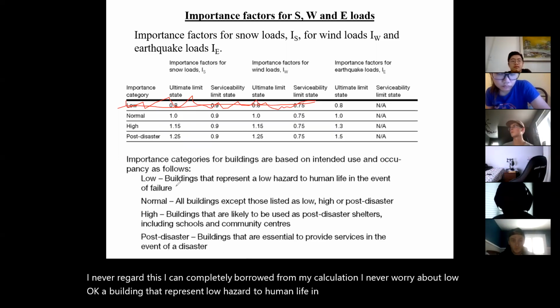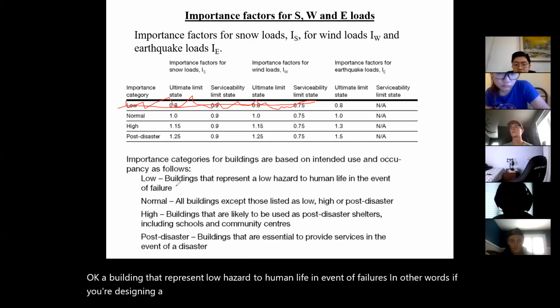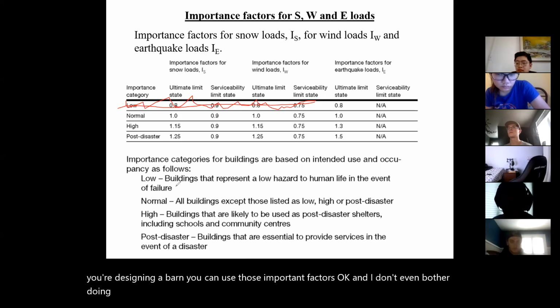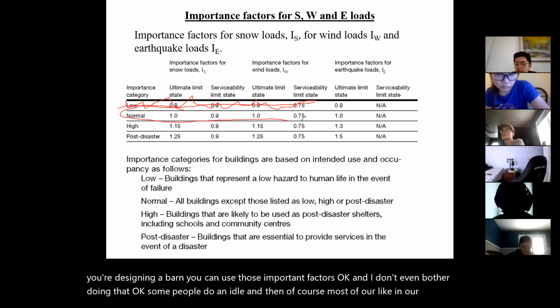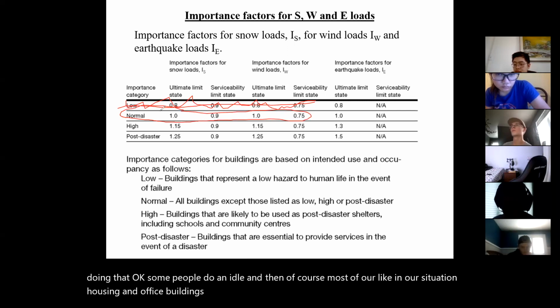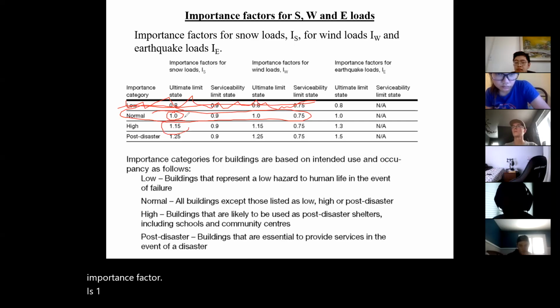In other words, if you're designing a barn, you can use those importance factors. Okay? And I don't even bother. Some people do, and I don't. And then, of course, most of our situation, housing and office buildings and so on, fall in the normal category, so the importance factor is 1. And of course, when you get into schools and so on, the importance factor is 1.5.